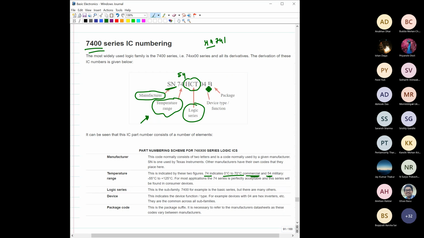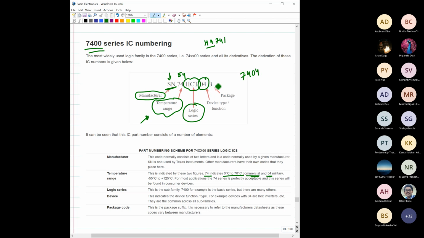There can be different types, but we should not go into that much detail. What I wanted to say here is that there is no fixed naming scheme. But if you find some IC name, you can Google it and you will be able to see which type of naming scheme it is using and what these terms stand for. Typically, for this type of naming scheme: manufacturer name, temperature range, then the logic series, which type of logic it is using, then the device type. So this is basically 7404, right? So the IC number for this is 7404.